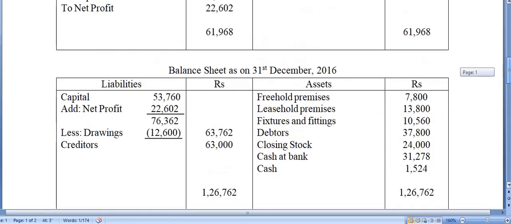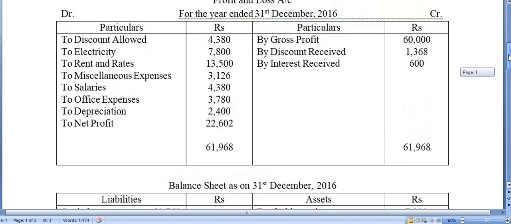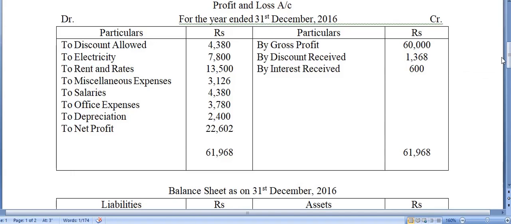But what if it is given inside the trial balance? Then it will appear only one time. If the closing stock is given inside the trial balance, it means that it has already been adjusted. So it will not appear in the trading account. It will appear as an asset in the balance sheet.